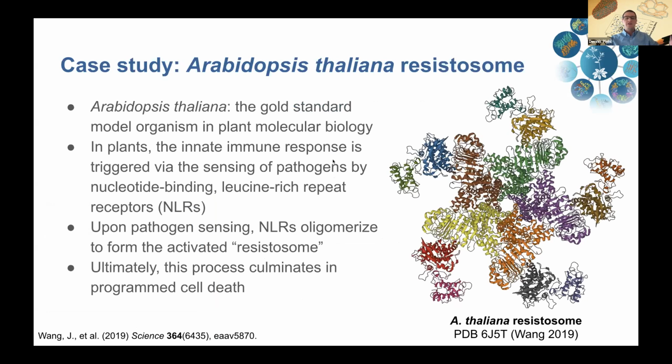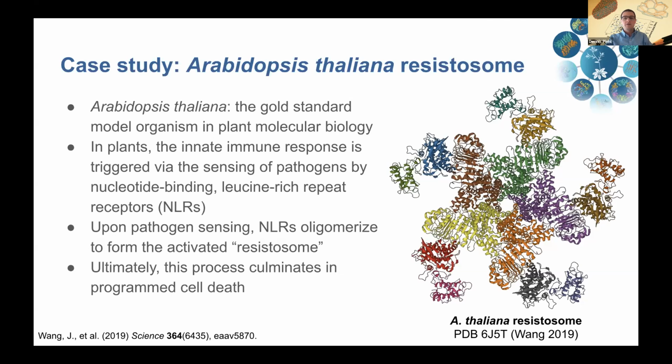So now as we begin to enter the tutorial part of the talk, let me begin by first introducing the case study that we'll be focusing on, and that is the Arabidopsis thaliana resistosome. So Arabidopsis thaliana is the gold standard model organism in plant molecular biology. I'm sure that all of you at some point in your studies or career have come across Arabidopsis in your textbooks or your research. And the reason for that is because it's such a well-studied and extensively characterized organism.